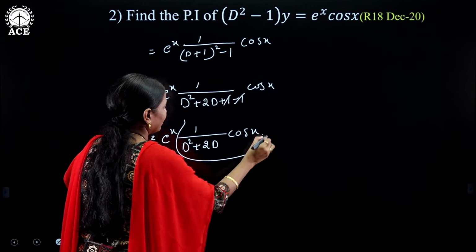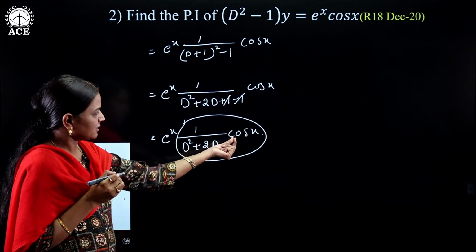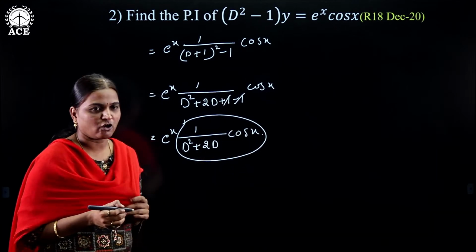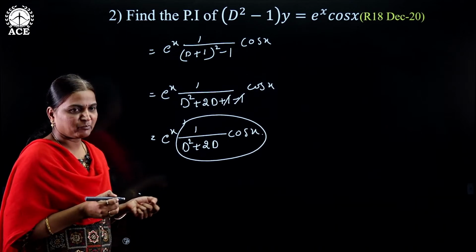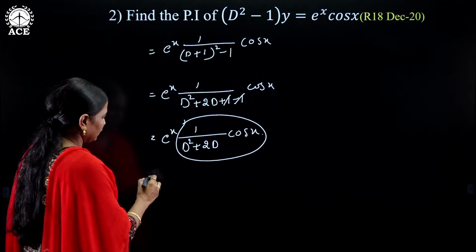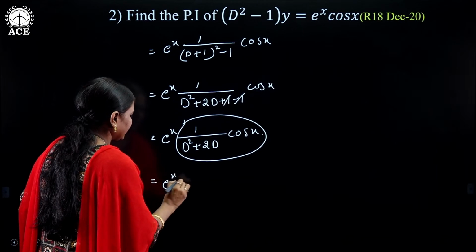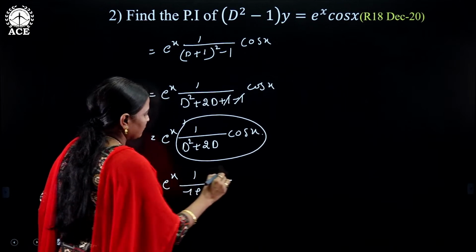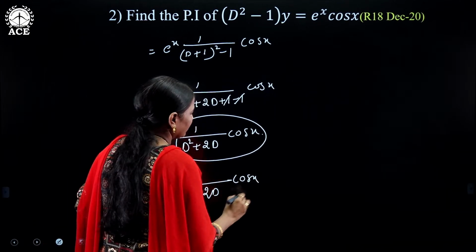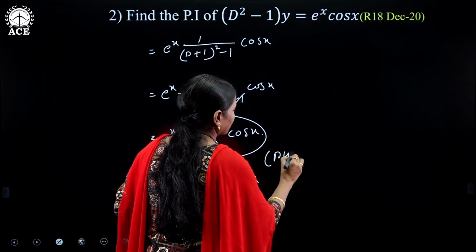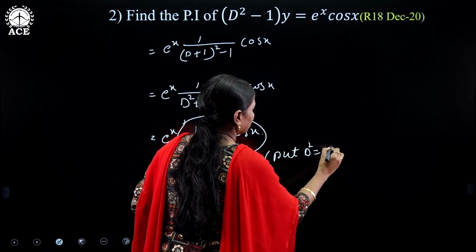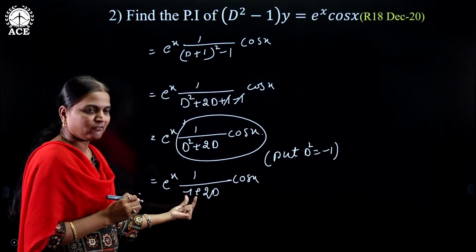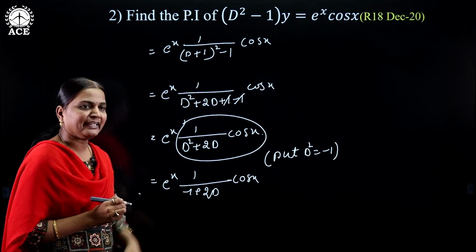Again, how to operate this one? Here, what is the RHS? The term is cos x. When q of x is equal to sin x or cos x and the denominator contains even powers of d, then put d square is equal to minus 1. So if we substitute d square is equal to minus 1, we get minus 1 plus 2d into cos x. Now here what is the substitution? Put d square is equal to minus 1. So after substituting d square is equal to minus 1, again the denominator contains d terms.